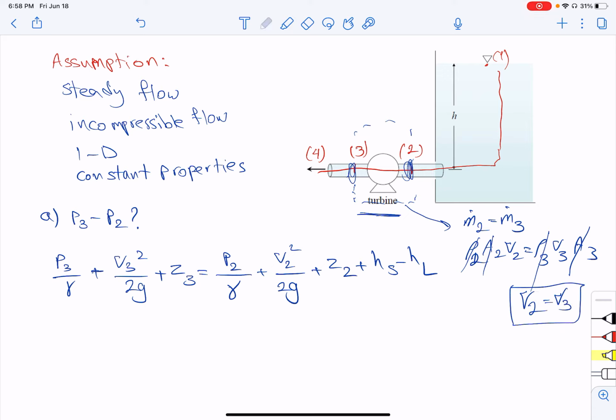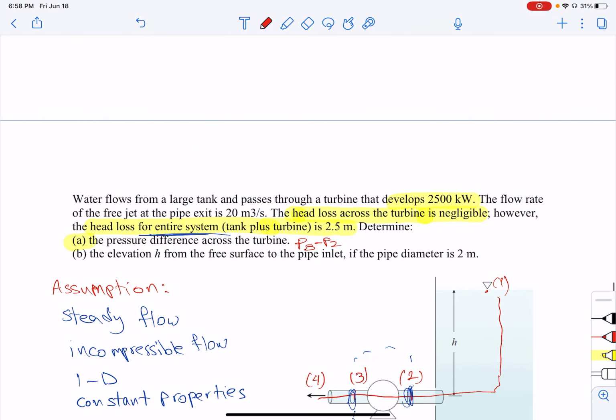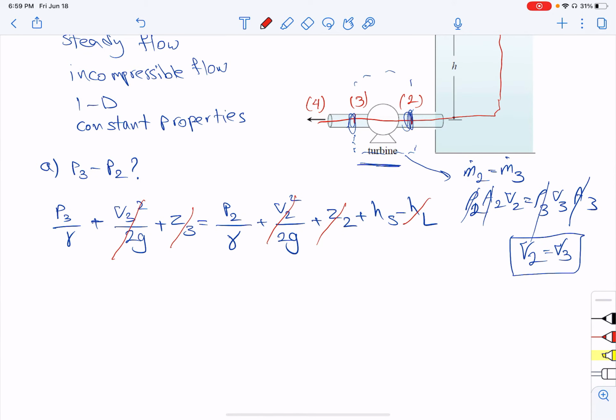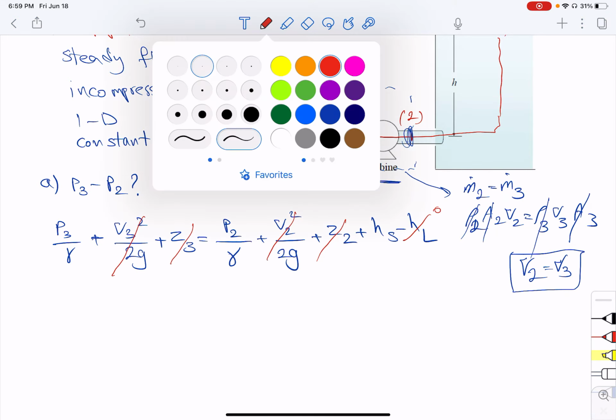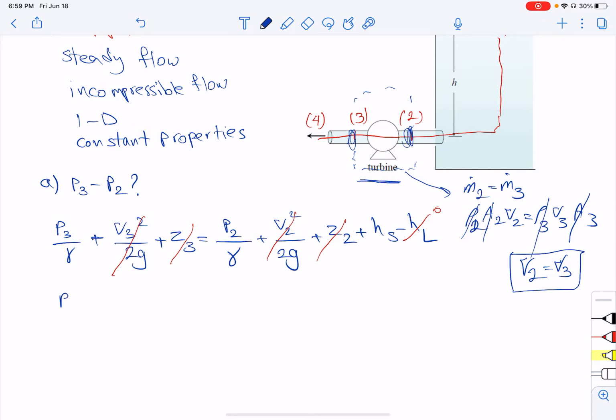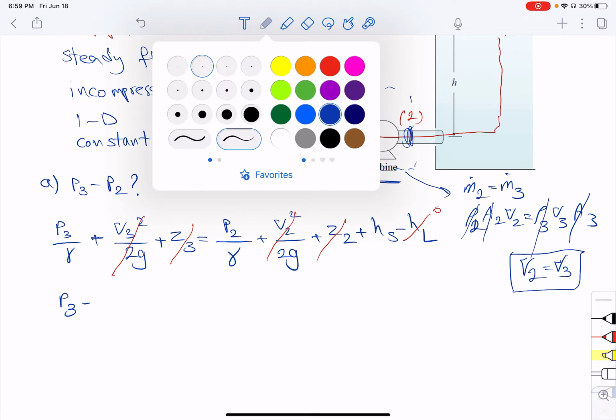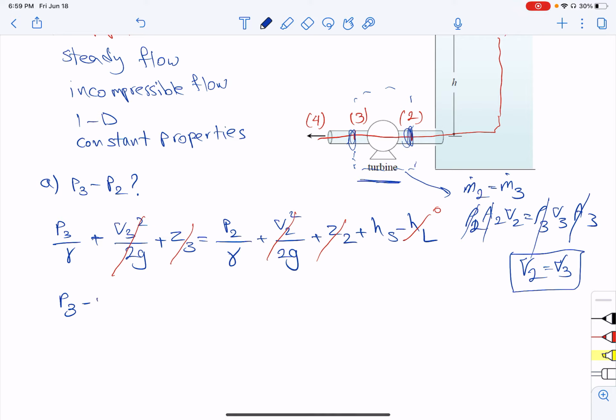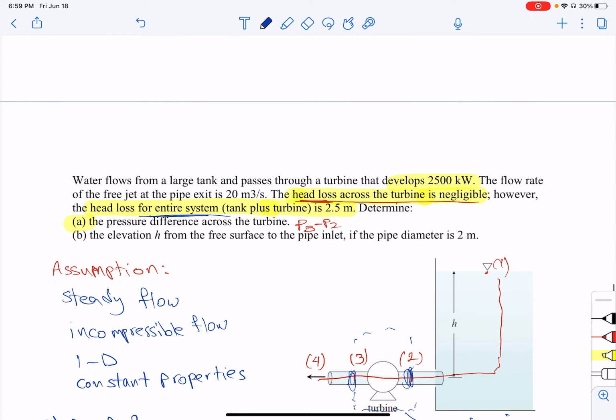Then it means that these two also cancel out from both sides. And these are at the same elevation, right? So these two cancel out also. And then it said that the head loss across the turbine is negligible, meaning that this one is 0. Now if we rearrange it so that we can solve for P3 minus P2, we get gamma times HS, right? And for that we need to find HS.